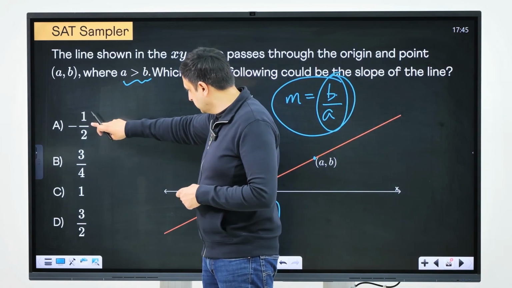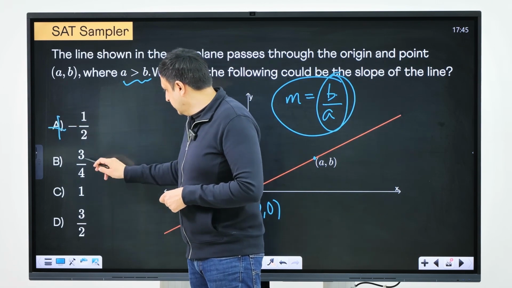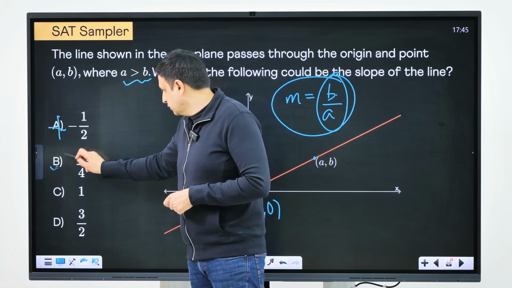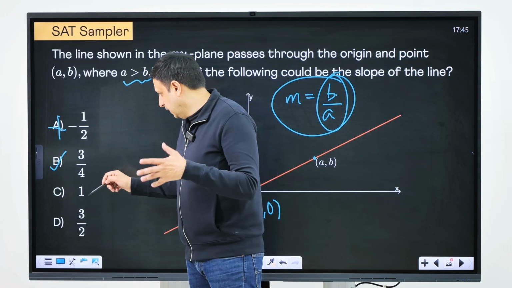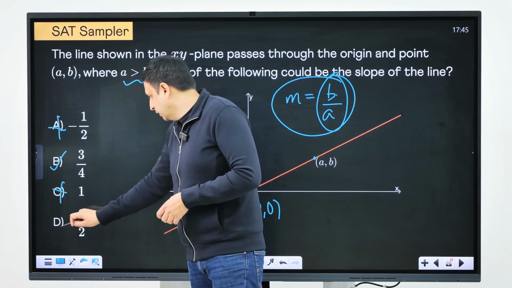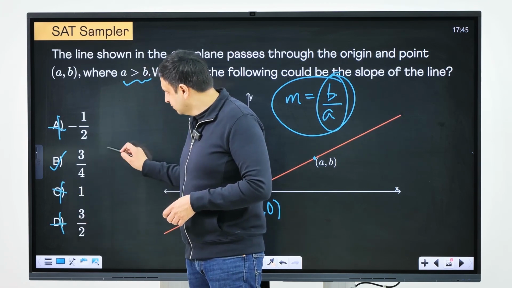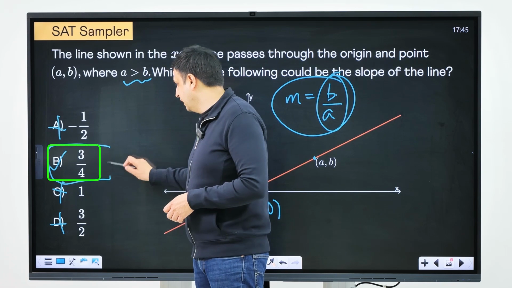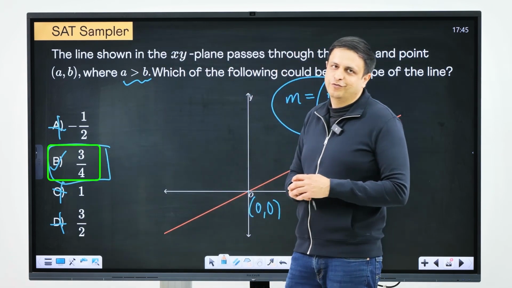So let's see which of these terms would work. A negative fraction won't work. This is a positive fraction less than 1, so this would work. This is 1, exactly 1, so this won't work. And 3 over 2 also would not work, that's greater than 1. So the correct answer just by elimination is therefore 3 over 4.